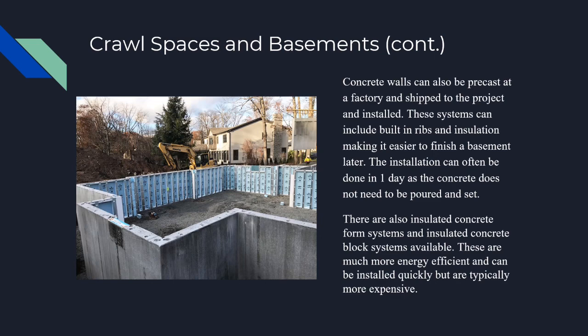Concrete walls can also be precast at a factory and shipped to the project and installed. These systems can include built-in ribs and insulation, making it easier to finish a basement later. The installation can often be done in one day as the concrete does not need to be poured and set. There are also insulated concrete form systems and insulated concrete block systems available. These are much more energy efficient and can be installed quickly, but are typically more expensive.